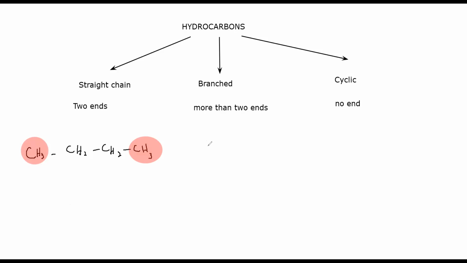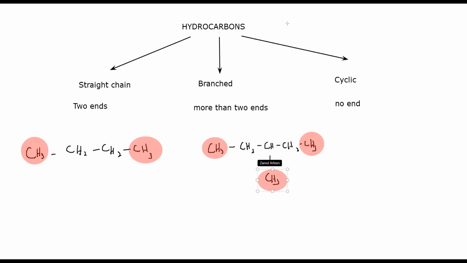But this hydrocarbon can be a branch. Say CH3, CH2, CH, CH2, CH3, and CH3. So when you check this hydrocarbon, you can see in this case, it's having different ends, like this is end A, B, and C. So three ends are there, or more than two ends are there. What we call that as a branched hydrocarbon.